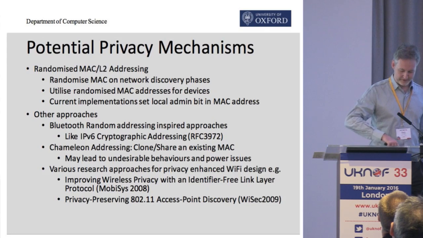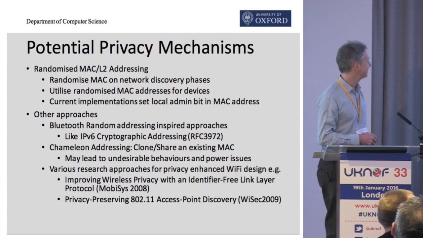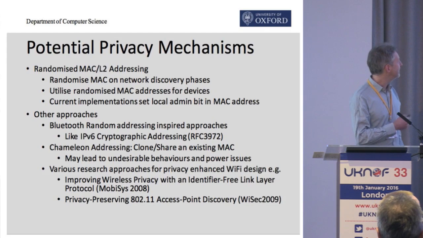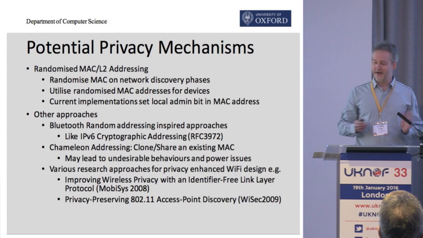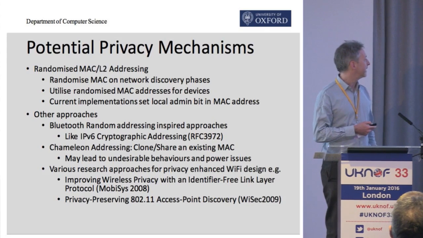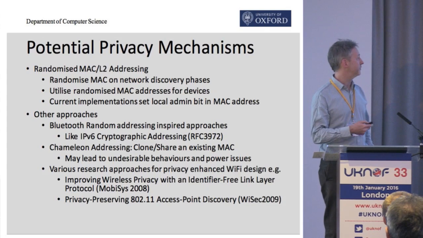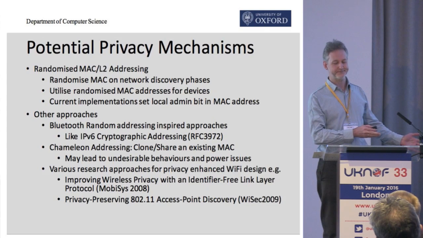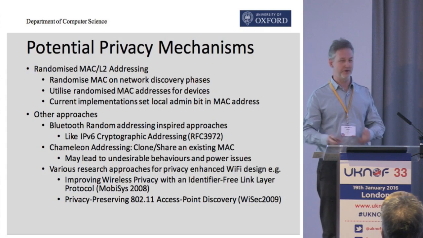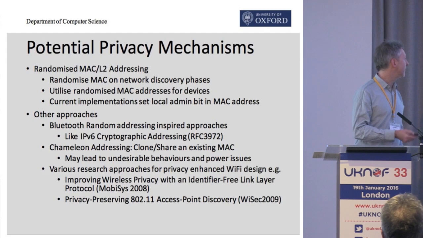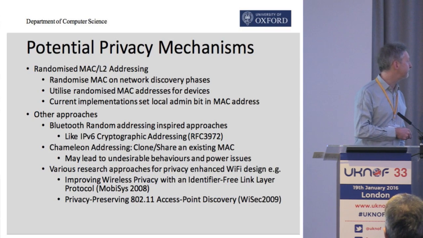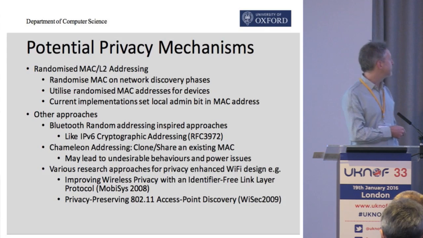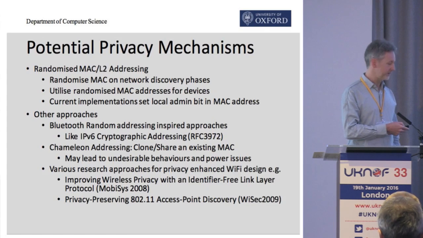So, running a bit tight here. Yes, privacy mechanisms. Basically, I'll try and speed up a little bit. Essentially, randomizing the MAC addresses on devices, so devices can't necessarily be tracked from one network to another. So if you find someone in one place, you can't say, "Aha, they're there." That's essentially the main approach. There are other approaches, in Bluetooth actually.